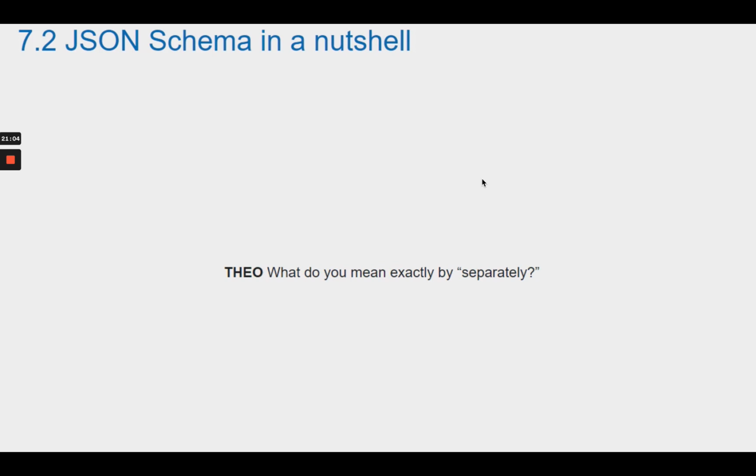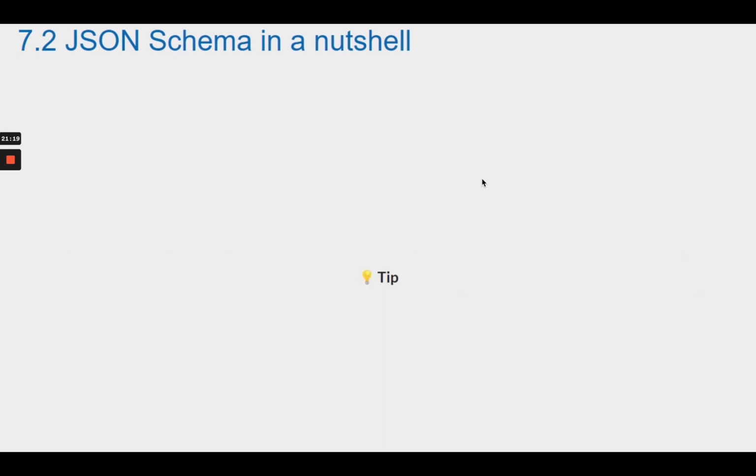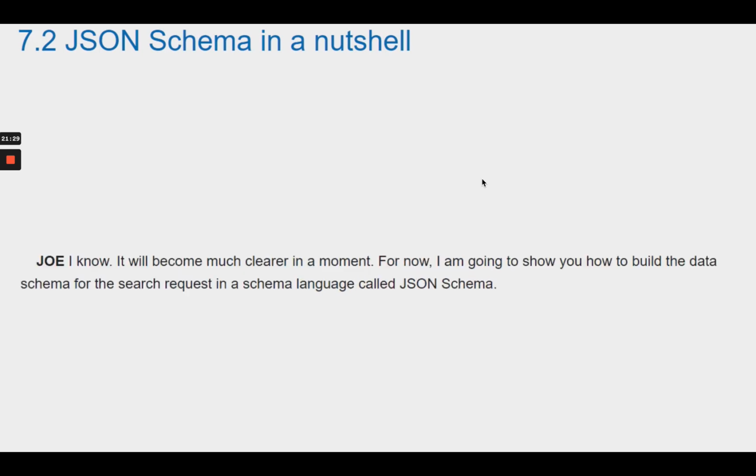Theo: What do you mean exactly by separately? Joe: Data representation stands on its own, and the data schema stands on its own. You are free to validate that a piece of data conforms with a data schema as you will and when you will. Tip: In DOP, the data schema is separate from the data representation. Theo: It's a bit abstract for me. Joe: I know. It will become much clearer in a moment.